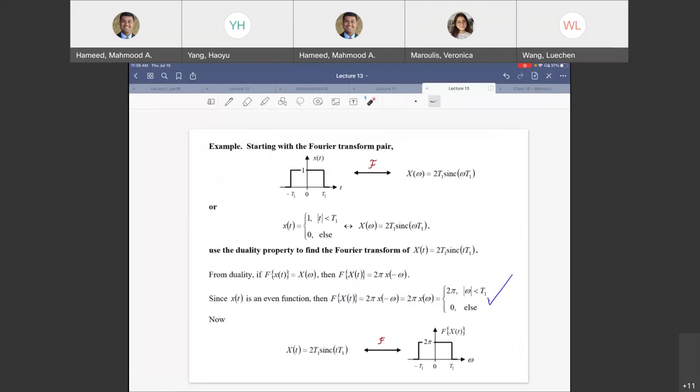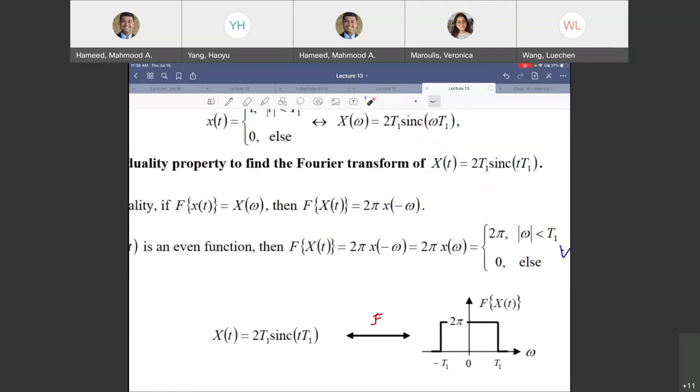So which gives us this identity at the end. If you have a sinc in the time domain, then you have a rectangle in the frequency domain. The weight of the sinc, the height of the sinc, at least at omega t equals 0, is 2t1. Over here, you have 2 pi as the height of that rectangle.